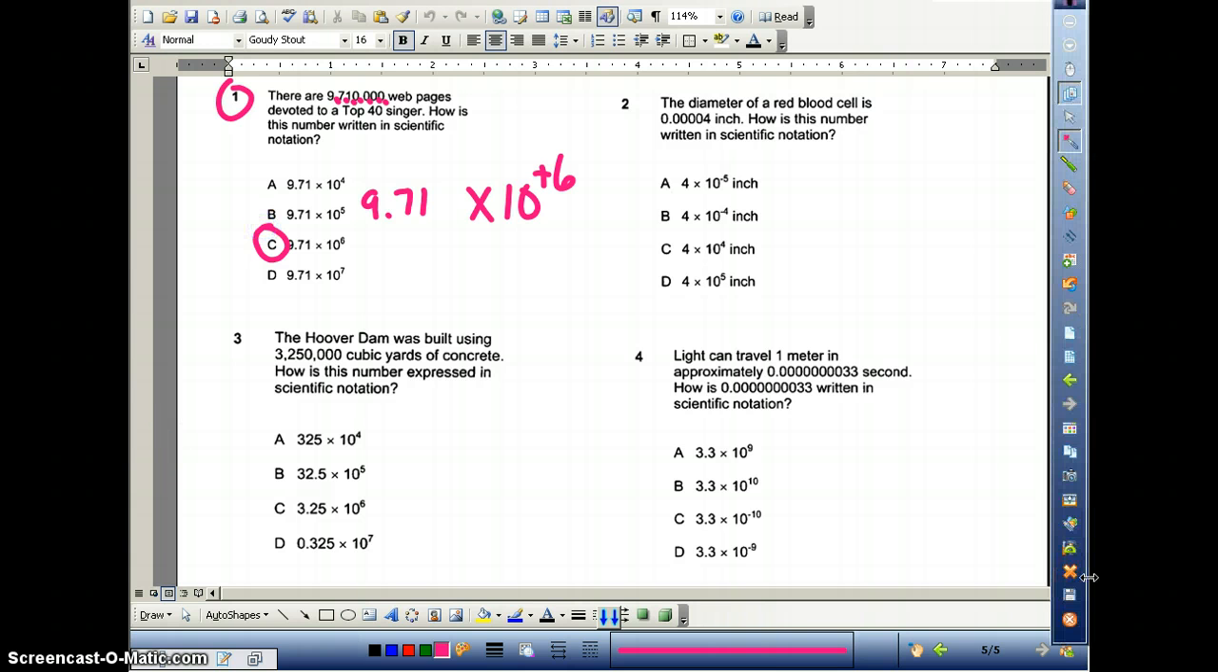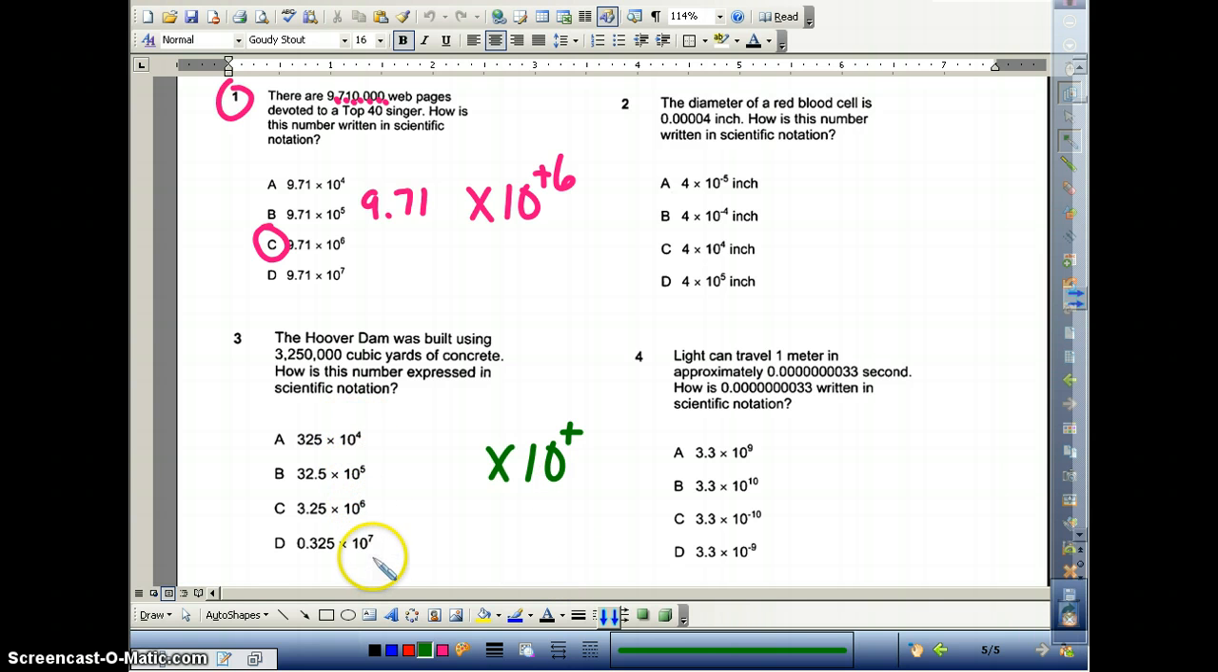Okay? Number 3. The Hoover Dam used 3,250,000 cubic yards of concrete. What's this number in scientific notation? First of all, is that a really big number or a really small number? It's really big, so the exponent on the 10 is what? Positive or negative? Yeah, it's got to be positive. Can I eliminate any answer choices based on that?